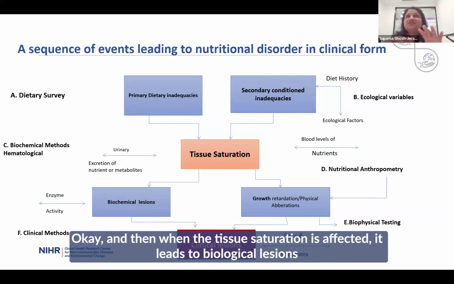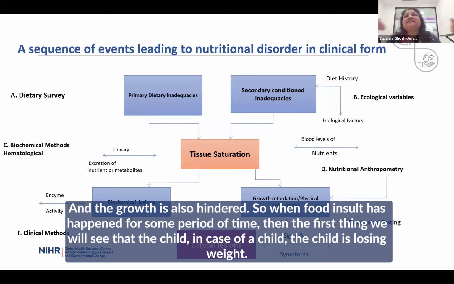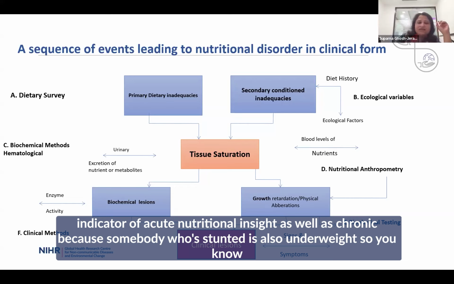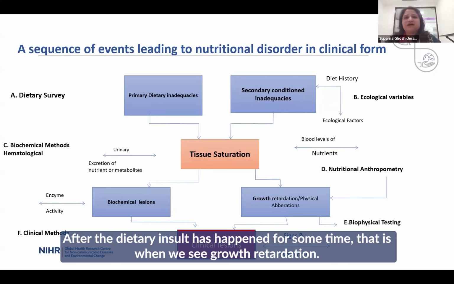And then when the tissue saturation is affected, it leads to biological lesions and the growth is also hindered. So when food insult has happened for some period of time, the first thing we will see in the case of a child is that the child is losing weight. So weight for age is a quick indicator, both of acute nutritional insult as well as chronic, because somebody who's stunted is also underweight. So after the dietary insult has happened for some time, that is when we see growth retardation.